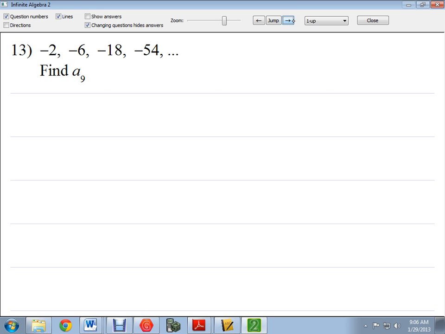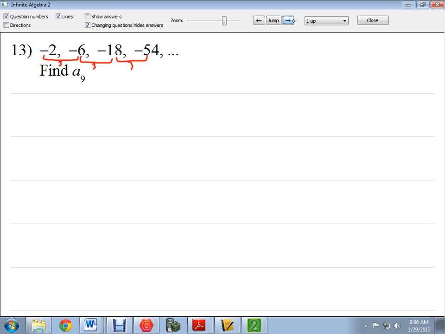Now, when we're given a part of a sequence instead of a bunch of information, we have to determine, is this an arithmetic sequence or is it something else? So if we look at it, to go from negative 2 to negative 6, I go down by 4, but if I go down by 4 again, I'd be at negative 10, not negative 18. So this one is definitely not arithmetic, so we should check and see, is this geometric? Well, if it's geometric, we have to multiply by the same number. Negative 2 times 3 is negative 6, times 3 is negative 18, times 3 is negative 54. So this is a geometric sequence, not an arithmetic sequence.